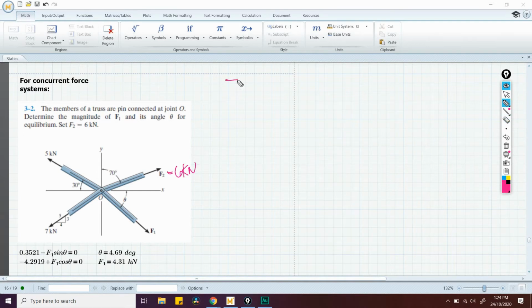Solve na natin. If we take summation of forces vertical equal to 0, so, positive going up tayo. Ngayon, we have our forces here. Kailangan malaman natin yung kanilang components. Okay, di ba?